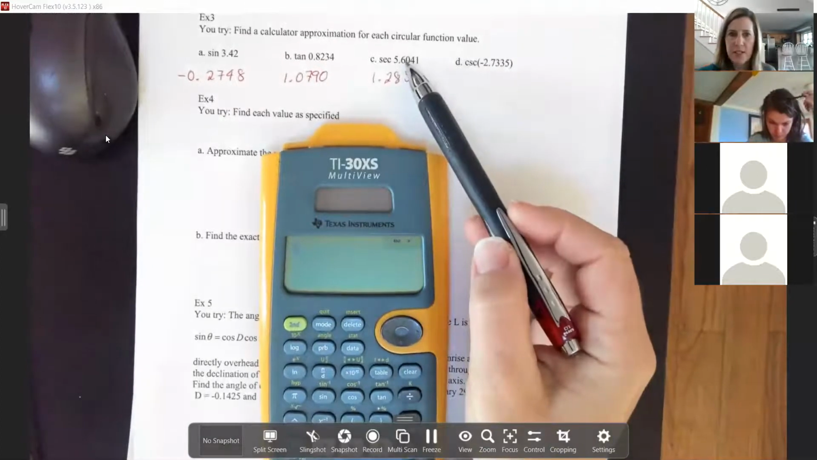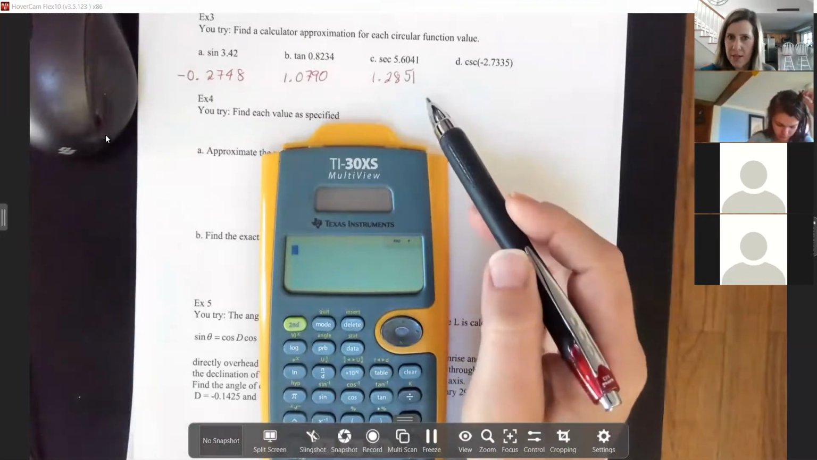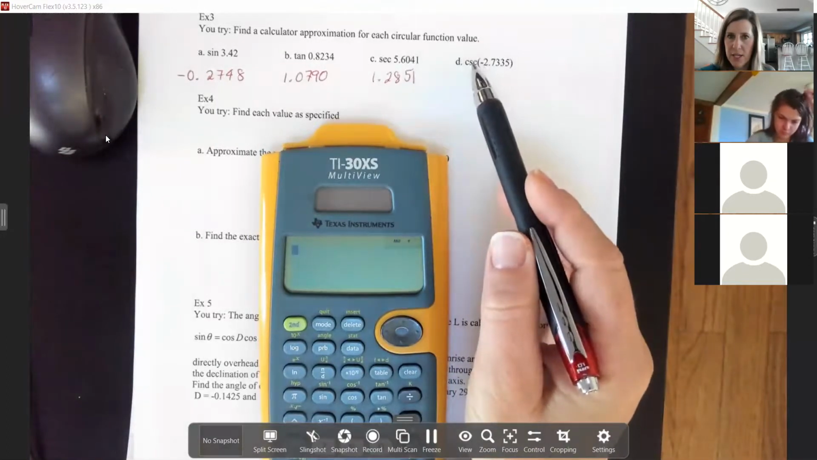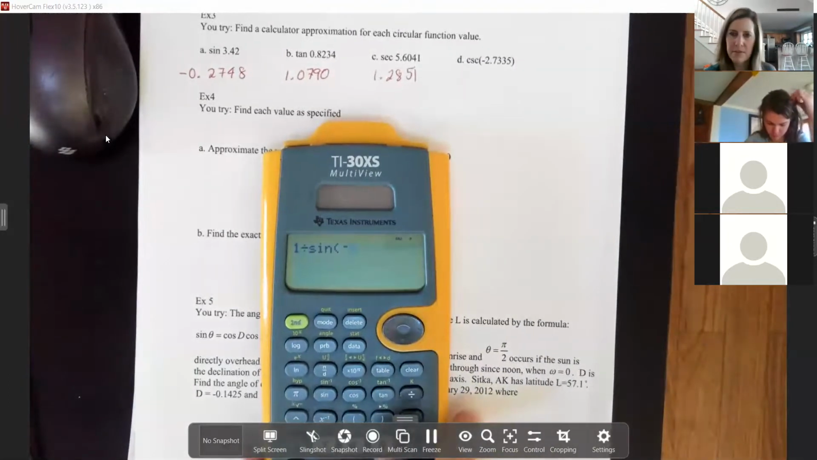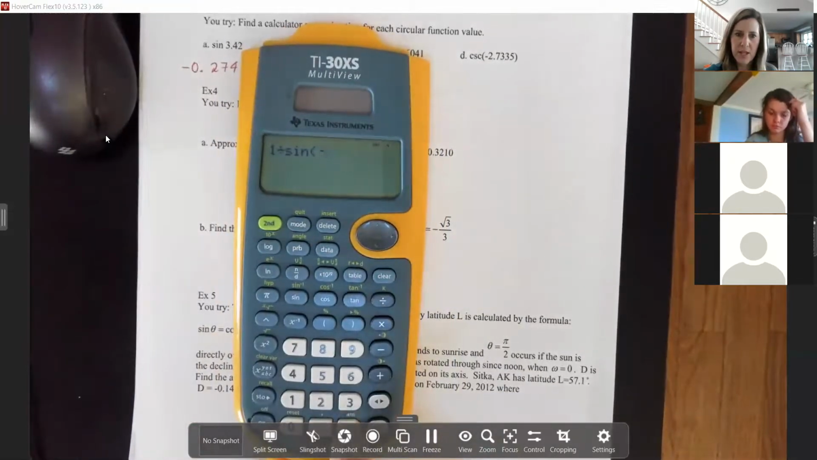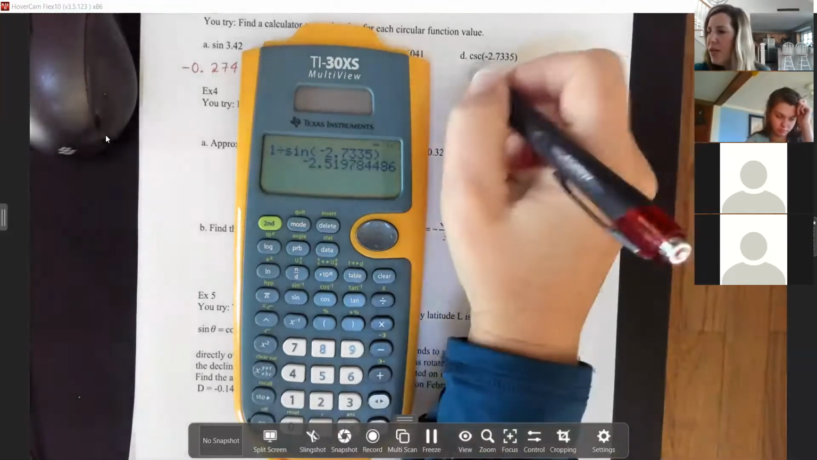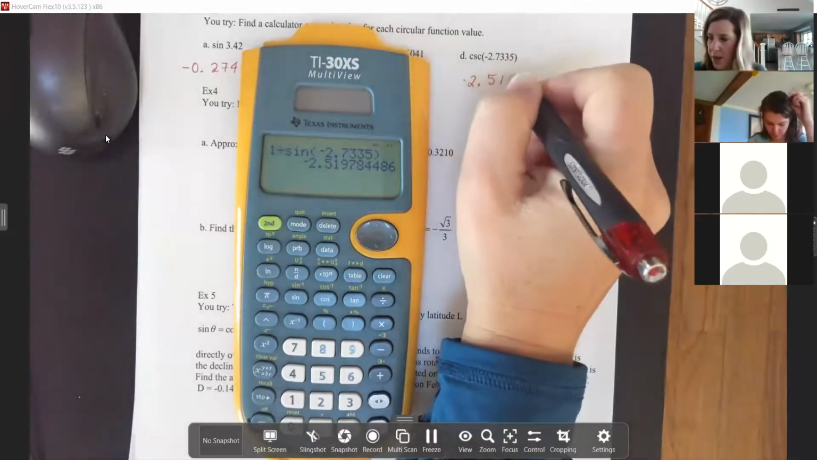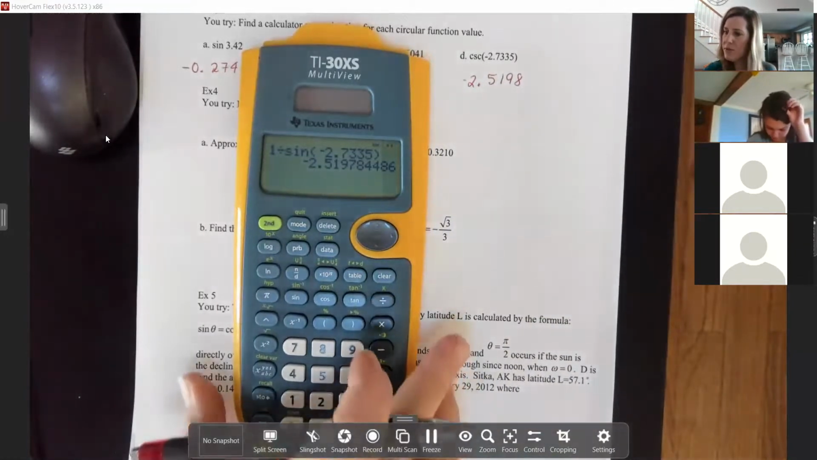So what do we do for letter C? I think I already cleared it. We did 1 divided by the cosine of that angle. So cosecant is going to be 1 divided by the sine. Good. So 1 divided by the sine of that negative. Remember the negative is here. Negative 2.7335. All right, so you get negative 2.5198. Are we good on those?